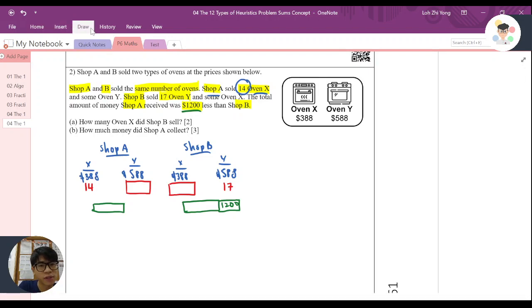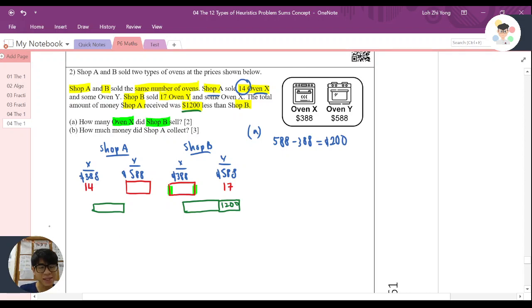The question asks: how many oven X did B sell? That means this box. To solve this, the first thing you need to know is the price difference between these two. Oven X is 388, oven Y is 588. So the price difference is 588 minus 388, which is equal to $200.